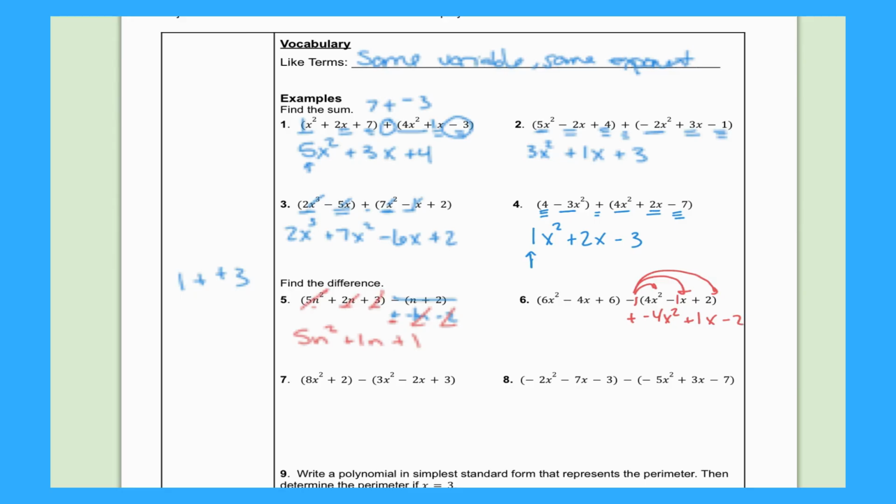So we can see that it's changed. 4 went from positive to negative. Negative 1 became positive 1. Positive 2 became negative 2. So it makes everything change to the opposite. And then we no longer need that top part.